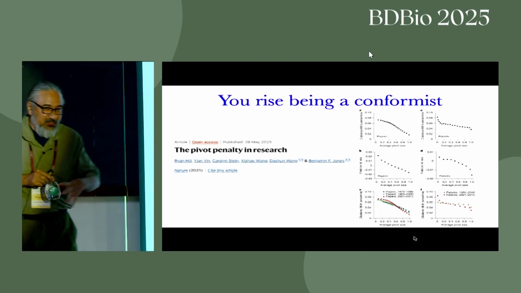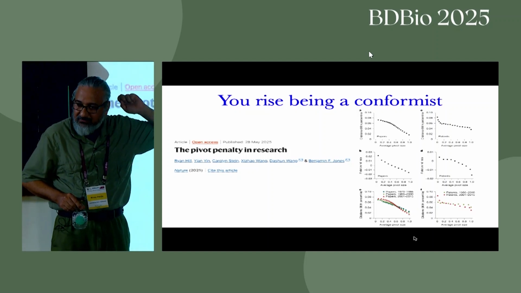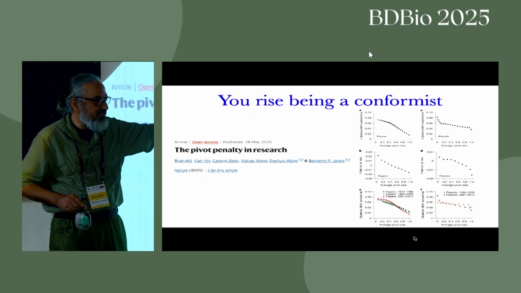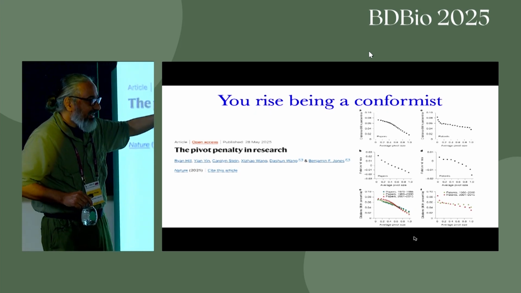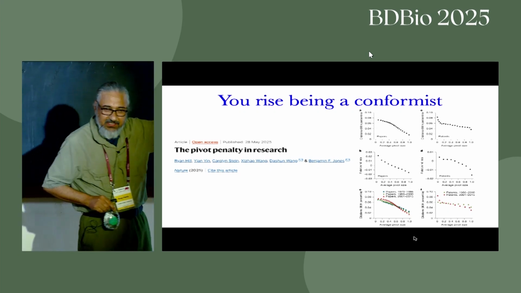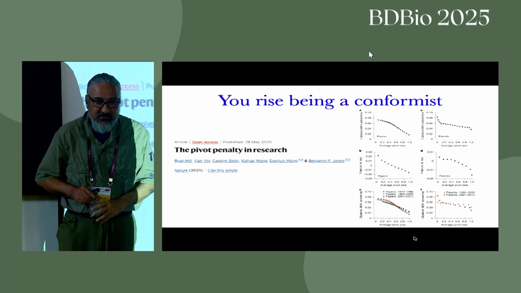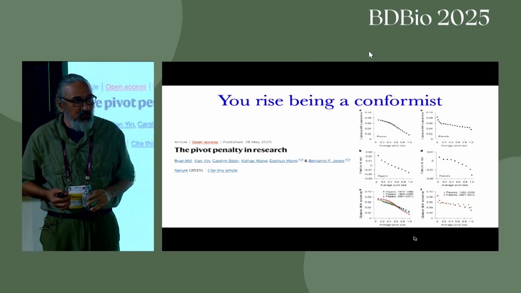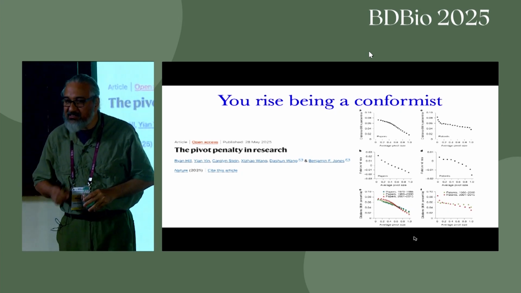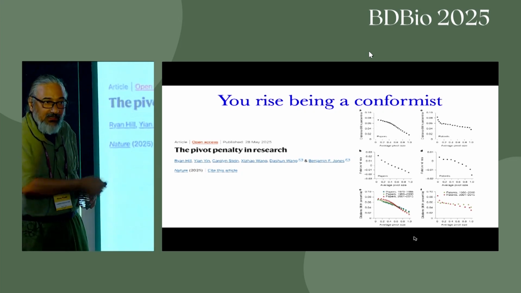Okay, just 10 seconds, nothing to do with our work. This came out two days back in Nature. I don't know how many of you have seen this. This is about how we practice our science. It's essentially, as the topic says, you rise by being a conformist. So for many of your students, if you disagree with your boss, you are screwed. If you disagree with the big guys, you're gone. That is the only way to rise in science. And there's a Nature paper on that.